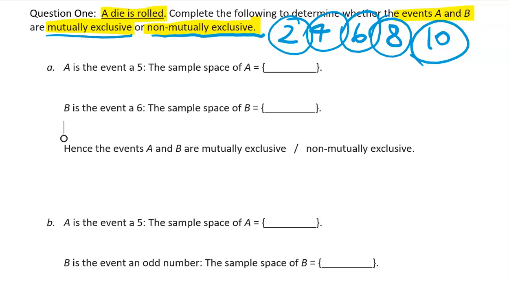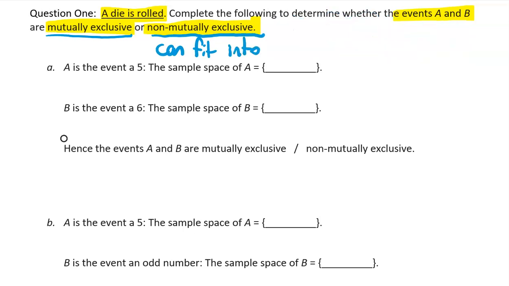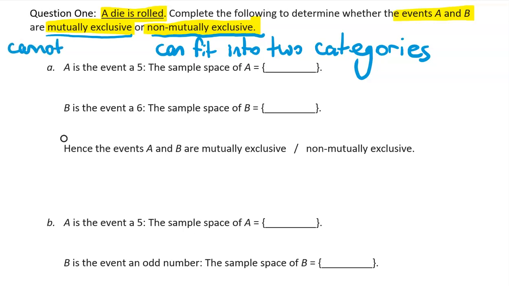Okay, so non-mutually exclusive can fit into multiple categories. I'm just going to write into 2 categories for now because that's what we're looking at. So non-mutually exclusive events can fit into 2 categories at once. Okay, like my cards that can be both even numbers and red cards. Mutually exclusive events are one or the other, okay? Cannot be both. So I need you to keep that in mind while we do these questions.